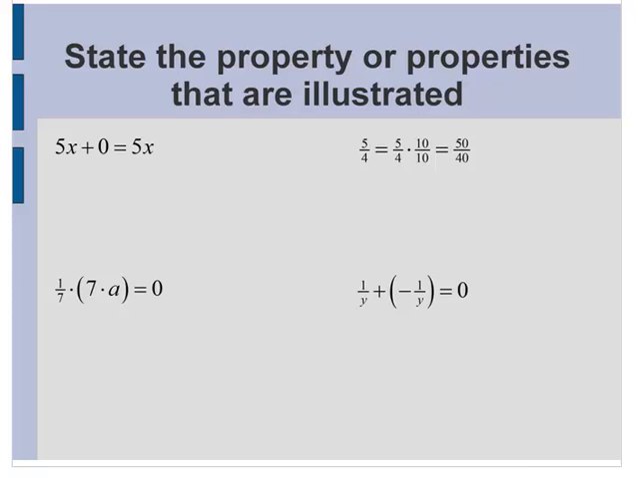So here are some examples, and we are asked to state the property or properties that are illustrated. Alright, so first here we have this 5x plus 0 is 5x. Well, what are we doing? We're adding with 0. 5x plus 0 is 5x. This is an identity property.